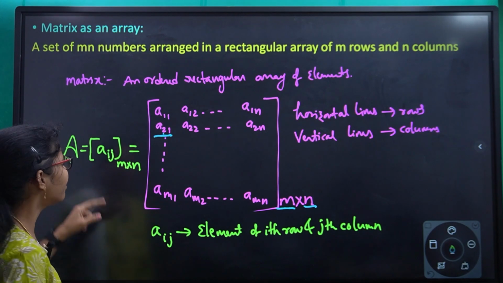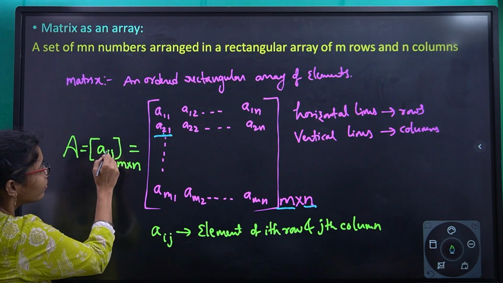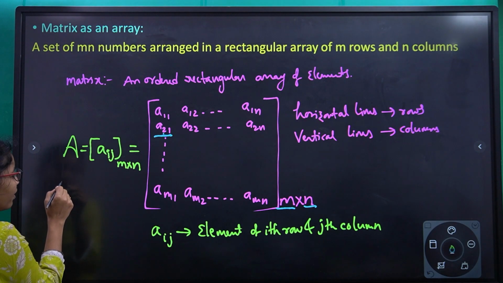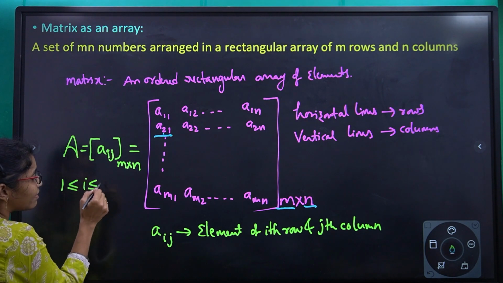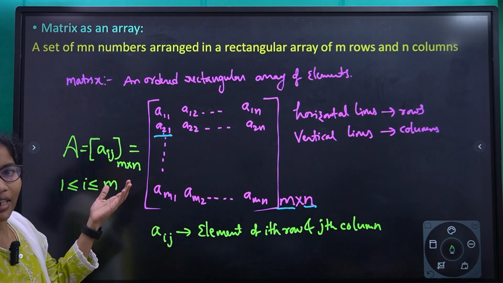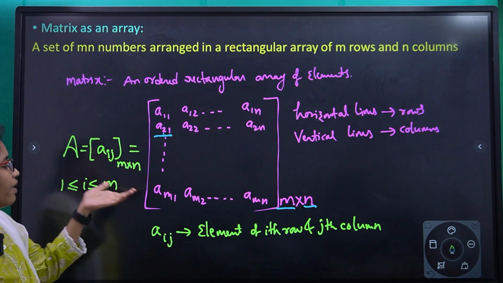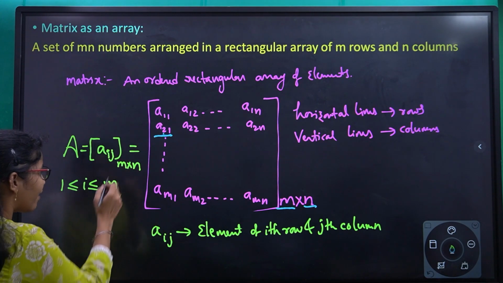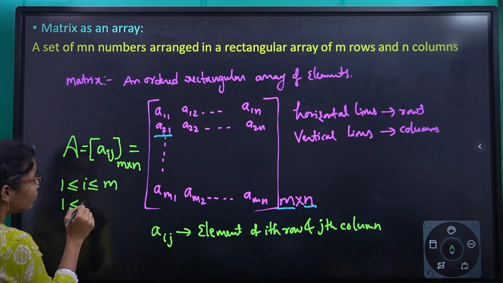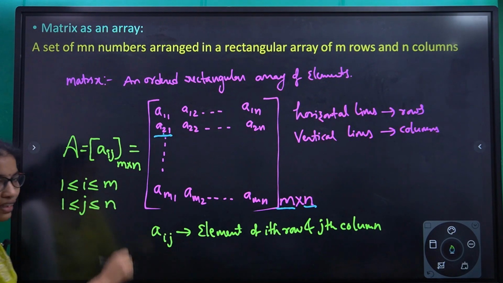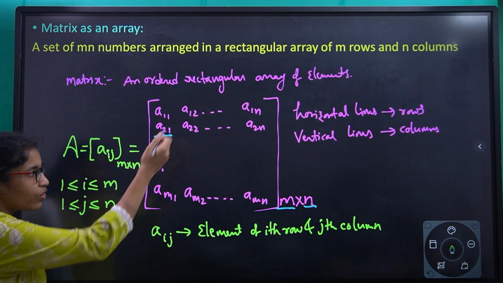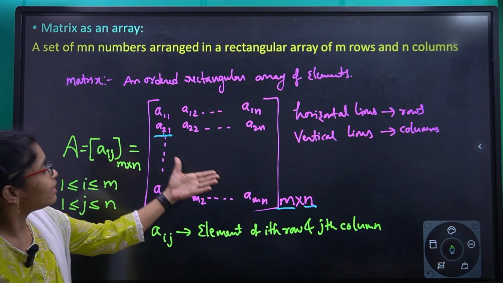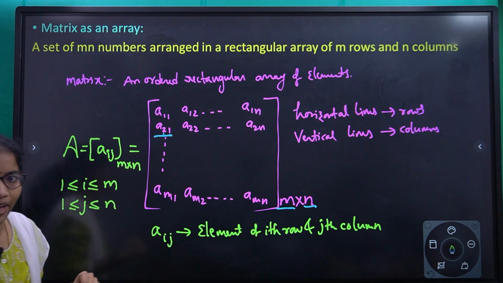Clear? Right? So here i means the row number, right? So i should satisfy 1 is less than or equal to i is less than or equal to m, because we have m rows. So i may be m or less than m. So from 1 to m is the i value range. And what about the j value range? The j value range is 1 to n, because we have n columns. So up to n only you can take the j value, right? So like this you can take the matrix in the form of Aij m by n.